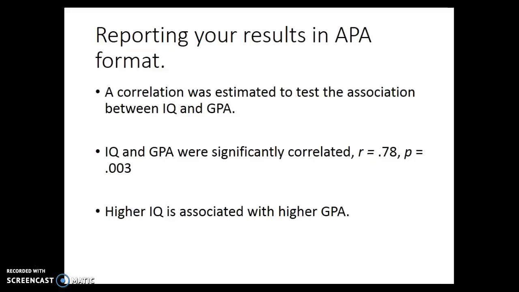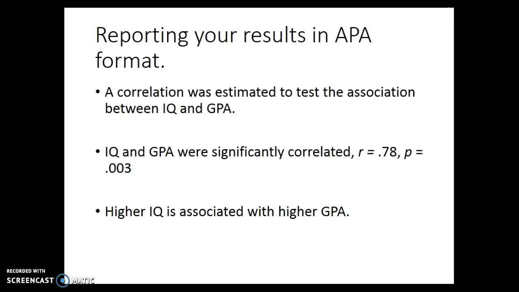Now when you do this for this class, or even when you do it for a research paper, or when you ultimately do it for your manuscripts, when you write scholarly articles in your future, you'll want to report your correlation like this. The first thing you want to say is tell the reader what kind of test you conducted. So I wrote here, a correlation was estimated to test the association between IQ and GPA.